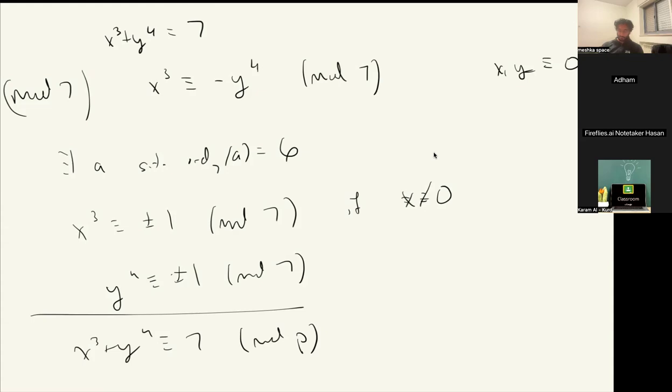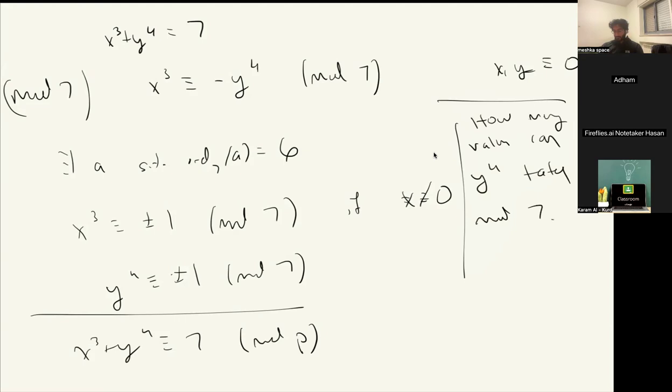Maybe let me ask a side question. This is kind of important. How many fourth powers? Basically, how many values can y to the fourth take mod 7? If we understand this question, maybe this will make sense. How many values can y to the fourth take mod 7? Does it make sense what the question is? We have 1. We also have 2.